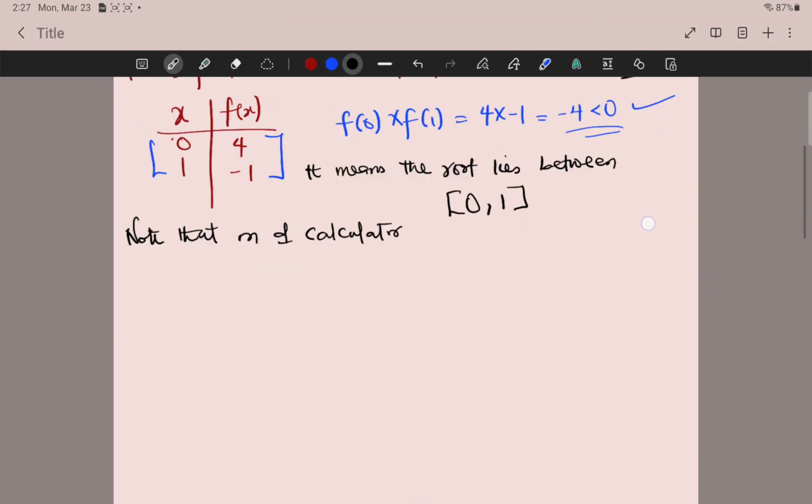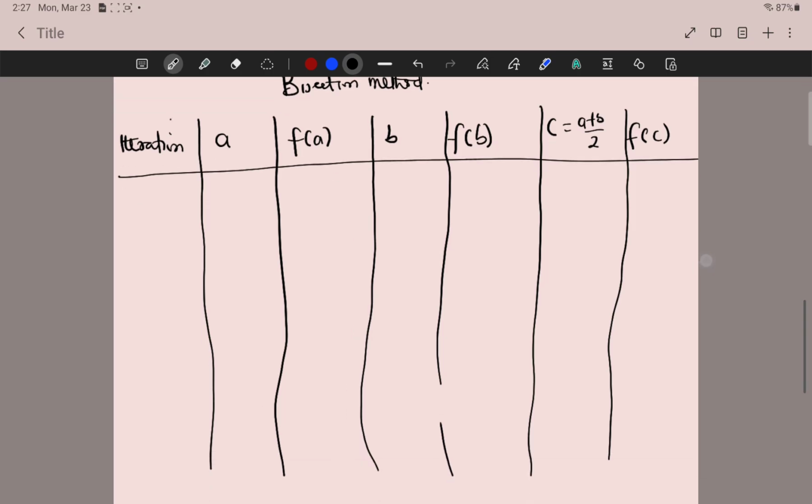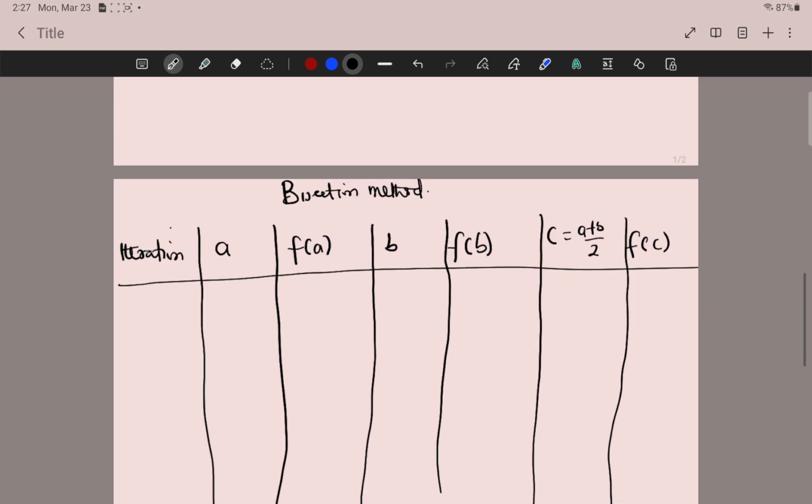So you go back to the question. Now you draw a table, right? You write iteration, the number of iterations you want to do, your a, your f of a, your b, your f of b, your c. See, this is where the bisection happens: a plus b over 2 is your c, and then f of c.